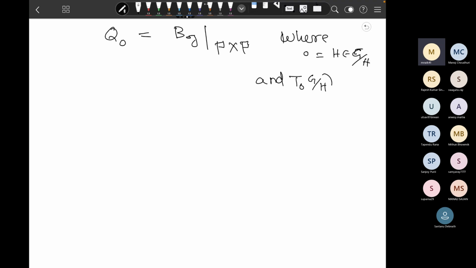T naught G mod H with P. And this is an isomorphism. Hence, I have the following remark. So, remark.